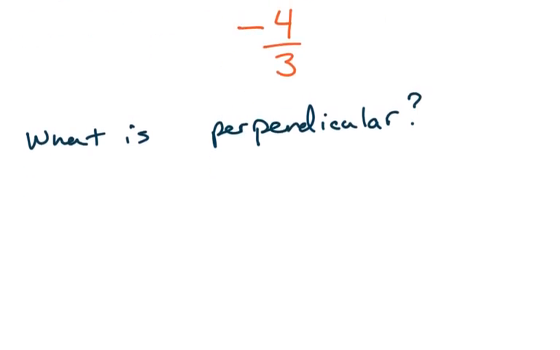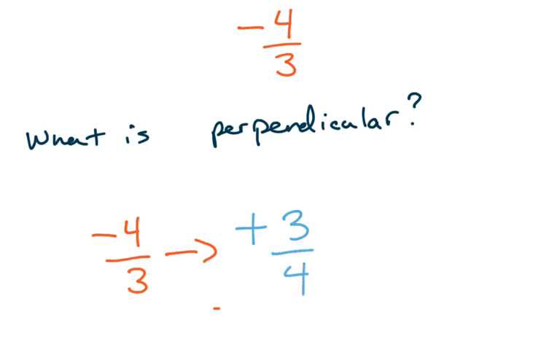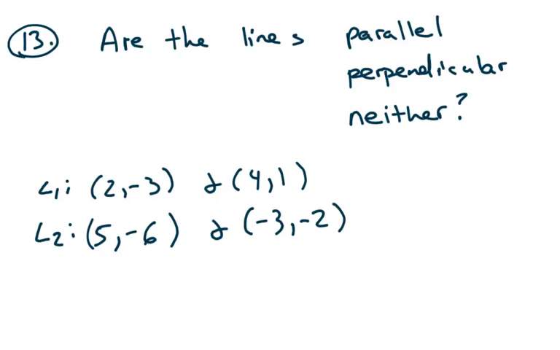Perpendicular is opposite reciprocal, so if the slope is negative 4/3, opposite reciprocal just means you change the sign. So now we're positive, and you flip numerator and denominator. And there you go. That's it. So moving right along.